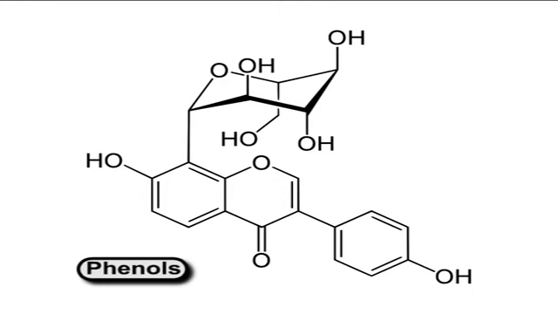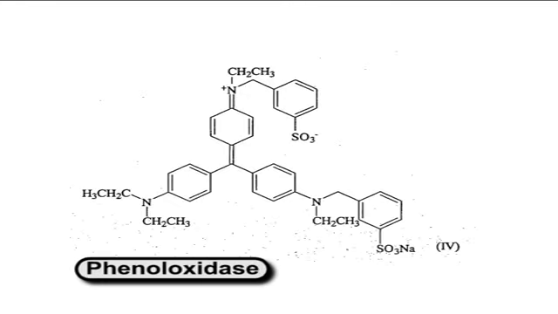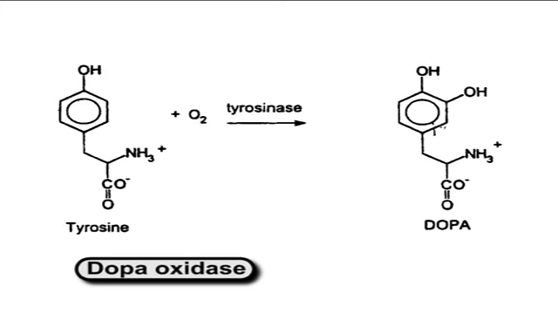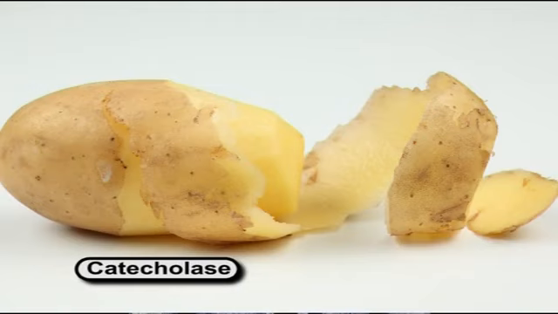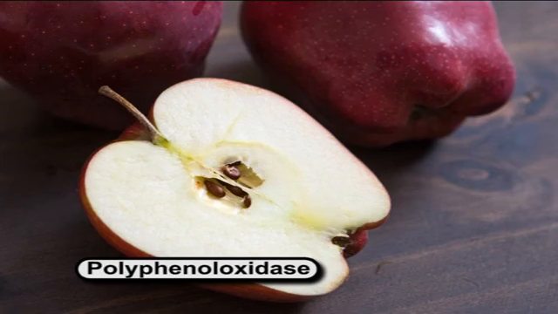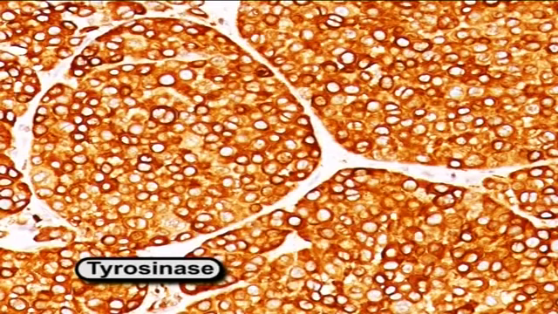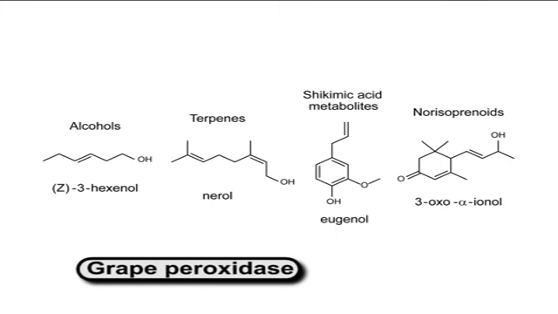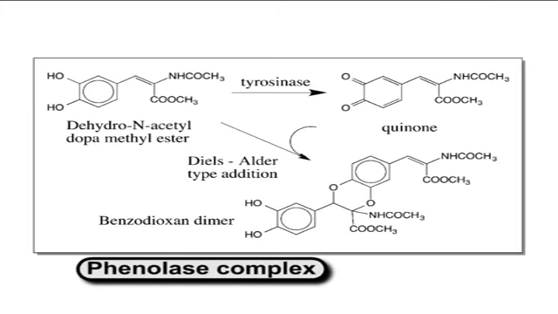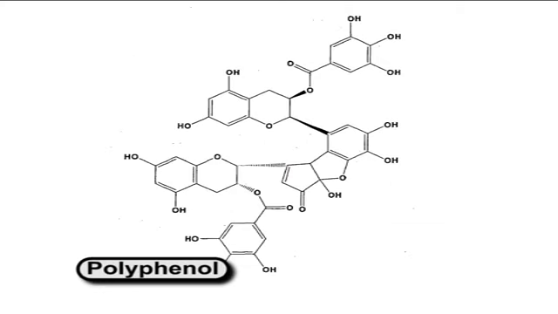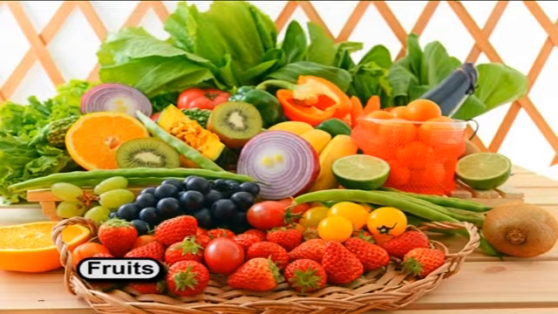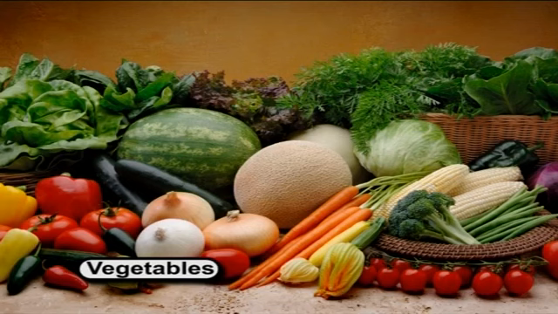Phenolase includes a group of enzymes such as phenol oxidase, cresolase, dopa oxidase, catecholase, polyphenol oxidase, potato oxidase, laccase, tyrosinase, sweet potato oxidase, grape peroxidase, and phenolase complex. Out of these, polyphenol oxidases or PPOs are studied extensively for browning of fruits and vegetables.